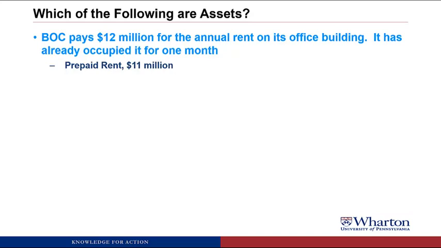But note that at this point, the value of the benefits is only $11 million, not the $12 million that we've paid. Because we've already occupied it for a month, we've used up 1 month of the future benefits. So at this point in time, there's only $11 million of future benefits. So we have prepaid rent worth $11 million.